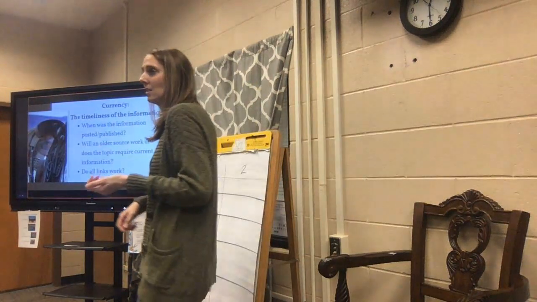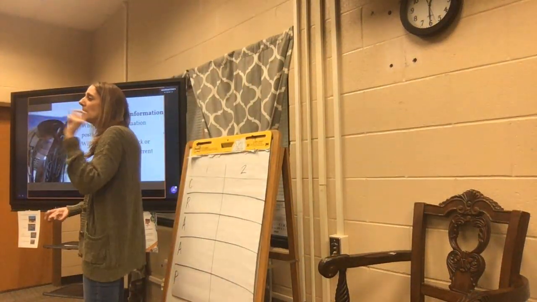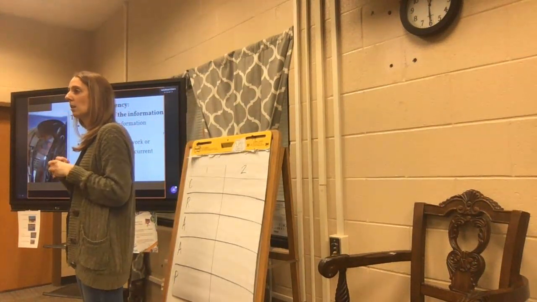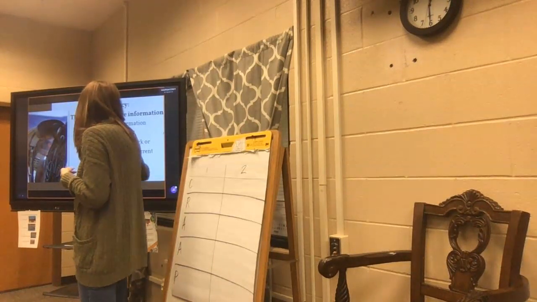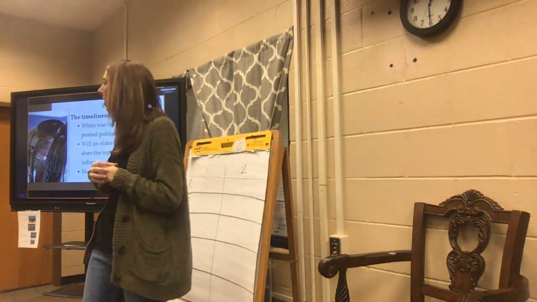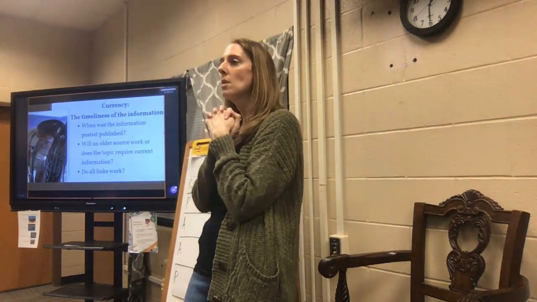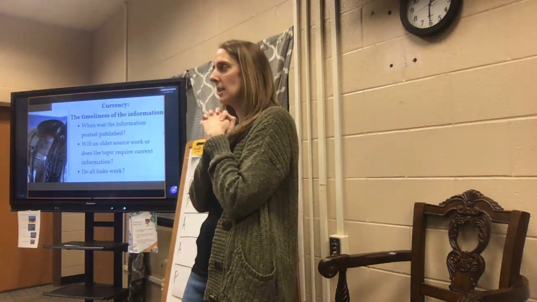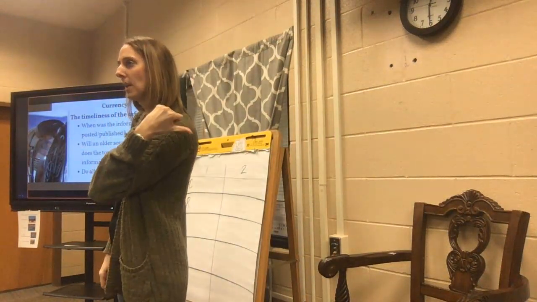Can you find a date? Is the date supplied on the website? That's the first indicator. Maybe it might not be reliable if you can't find a date of when it was last updated. Okay? Make sense? Will an older source work on that topic? We're talking about a topic from Manifest Destiny. Has history changed a lot from the time that it happened back then?